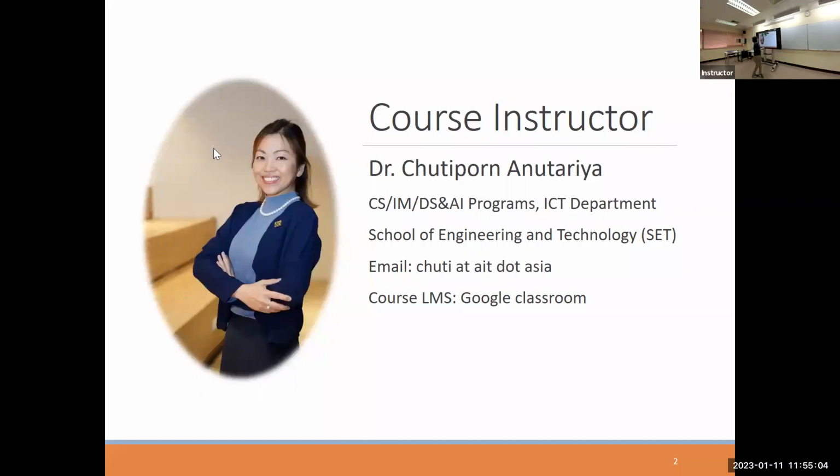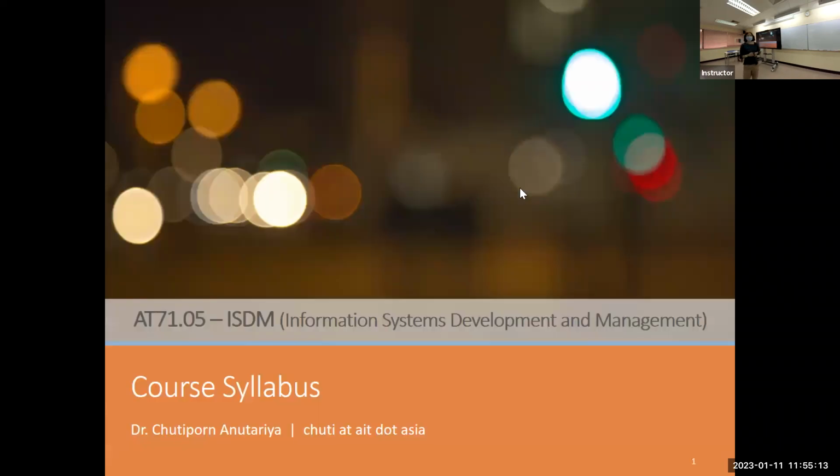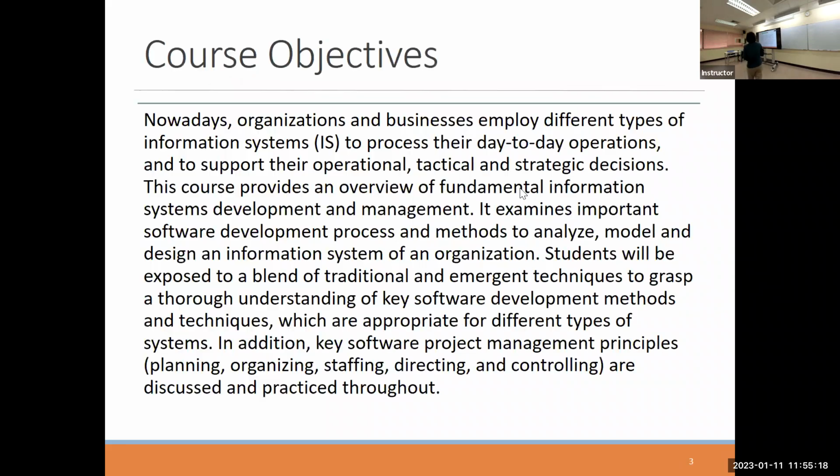Okay, so about the course, as I already mentioned, this is ISDM, Information Systems Development and Management. So I think from the course name, you can guess what the topics and contents we will learn together during this course are. And this is from the curriculum that explains the course objective, okay? Basically, I can highlight what we will learn from the course objective.